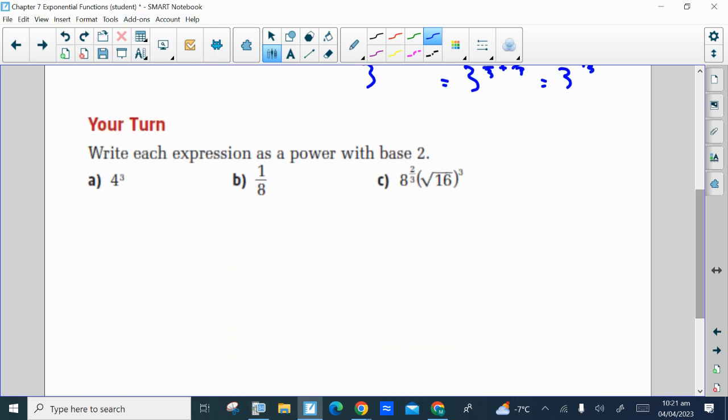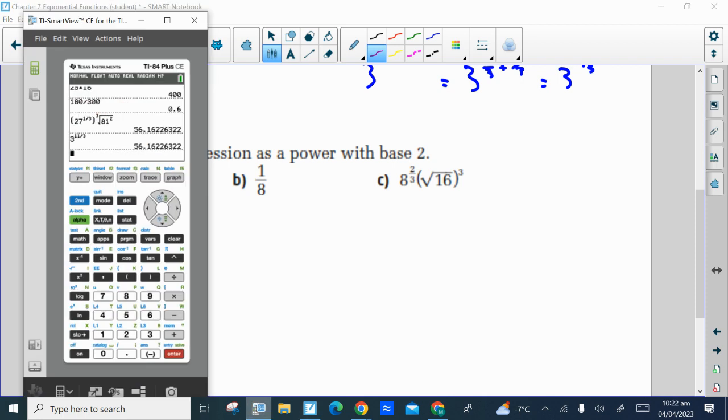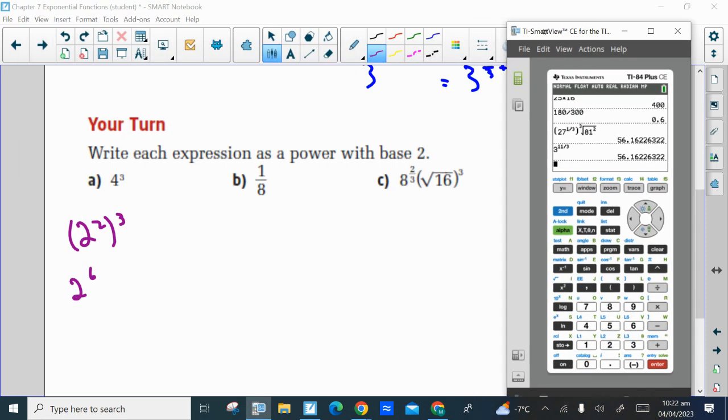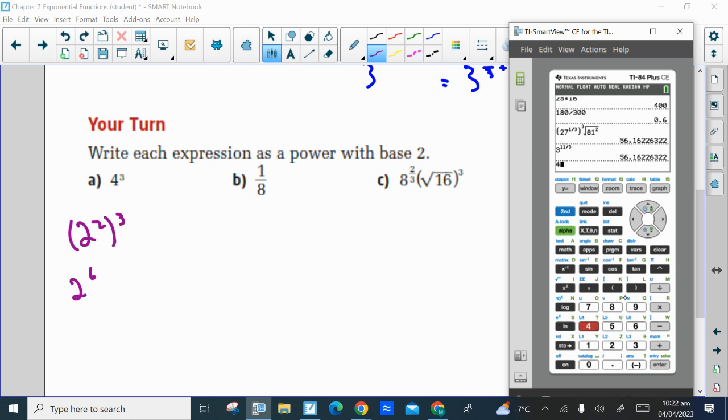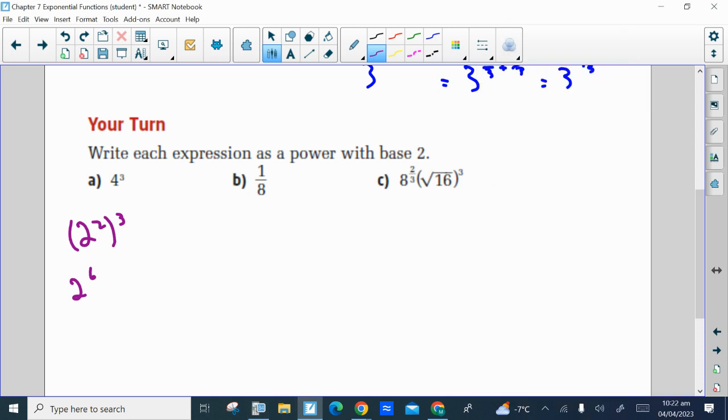Okay, so for this next one, we want to write them with bases of 2. So 4 is 2 squared, and because the 4 was cubed, the 2 squared would be as well. And when you have one exponent raised to another, you multiply the exponents and keep the base the same. So we could check this one if we wanted to. 4 to the power 3 is 64, and 2 to the power 6 is also 64. So our simplified answer is equal to what we started with.